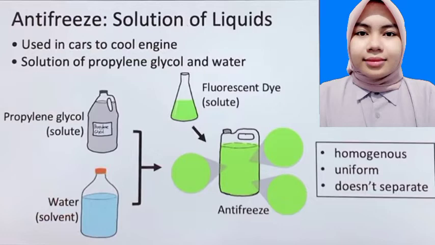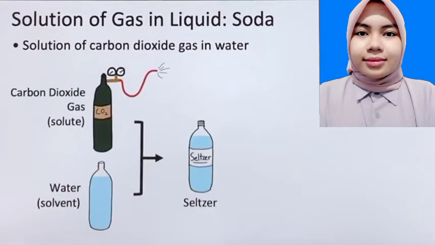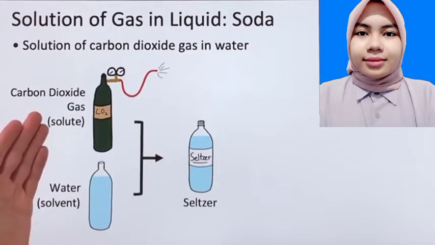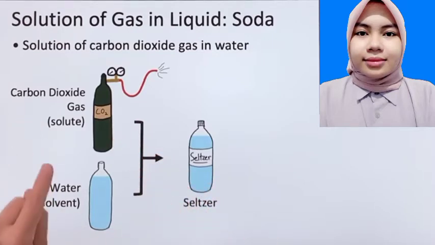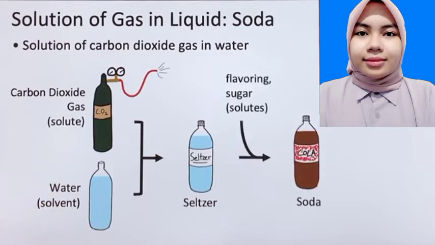That's another solute, but as you expect, the liquid solution that we get is homogeneous. It looks uniform in composition and does not separate out or settle out over time. Now, you can also make a solution by dissolving a gas in a liquid. If you dissolve carbon dioxide gas in water, you make seltzer. Here, the gas is the solute and the liquid is the solvent.